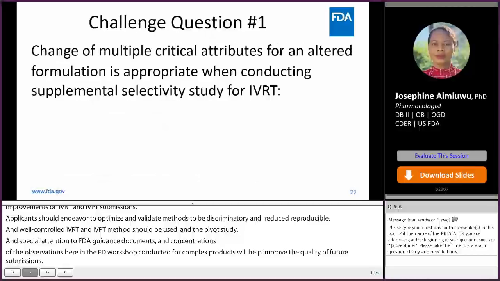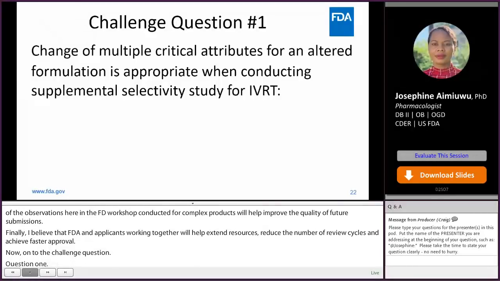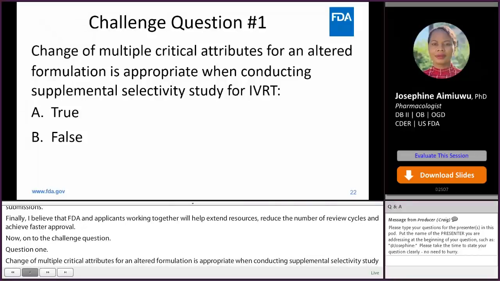Now on to the challenge question. Question 1. Change of multiple critical attributes for an altered formulation is appropriate when conducting supplemental selectivity study for IVRT. A, true. B, false. I'm sure most people got this right. The answer is false.